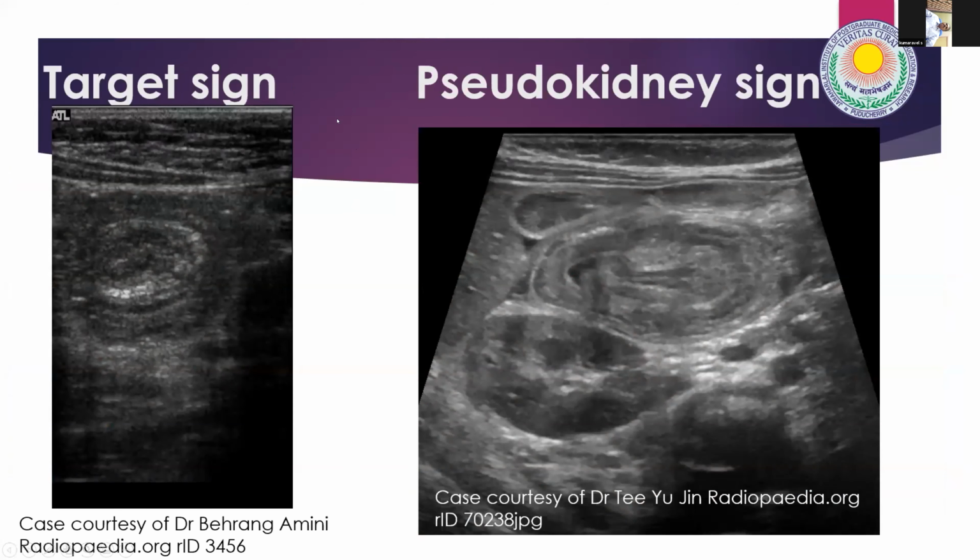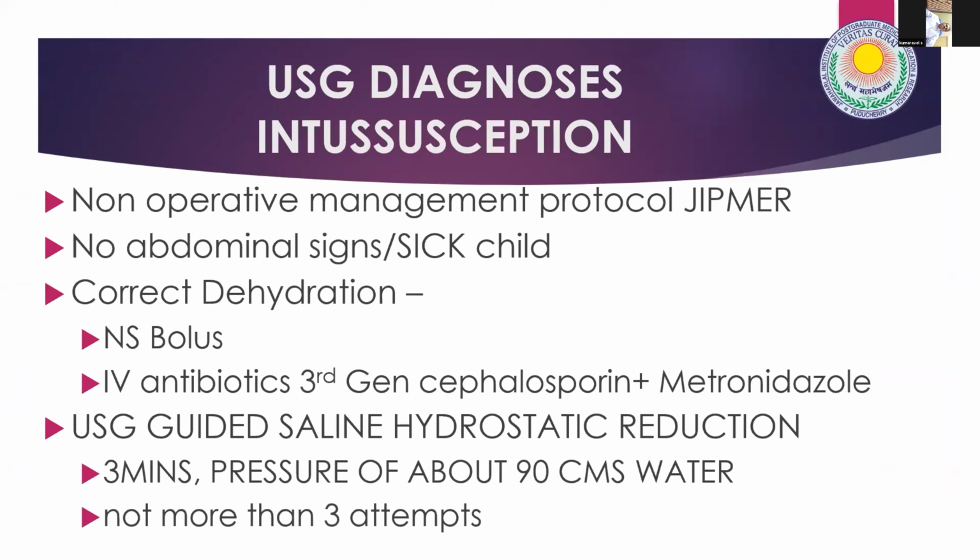If on ultrasound we pick up in a similar child a target sign or a pseudo kidney appearance, thanks to this doctor who has managed to show the normal kidney as well as the pseudo kidney next to each other to contrast, we suspect or make a diagnosis of intussusception.